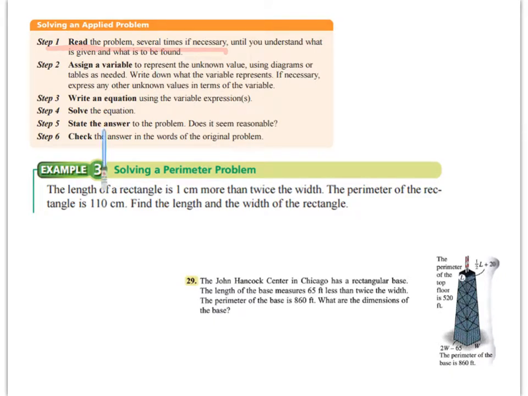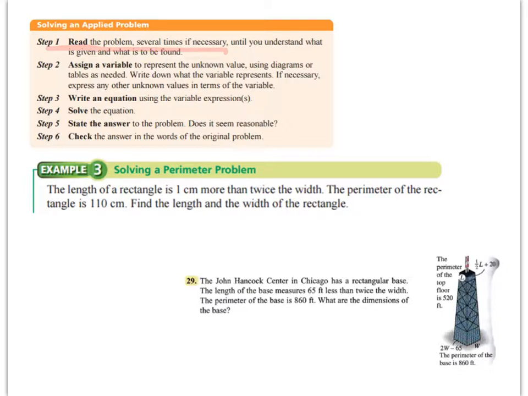Then it's just a matter of solving the equation. Make sure you actually answer the question that was asked, not just x equals 2 or whatever you maybe came up with. Actually translate that back to the context of the question. Does it seem reasonable? And then check the answer in the words of the original problem, make sure that actually works out. So we've got 2 examples here.